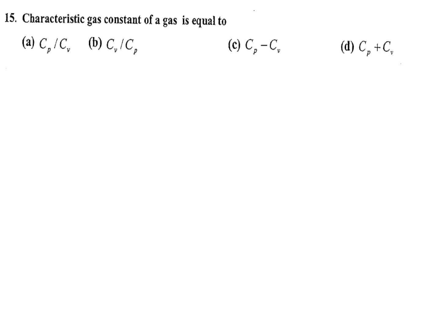Question is, the characteristic gas constant of a gas is equal to: A, Cp by Cv; B, Cv by Cp; C, Cp minus Cv; D, Cp plus Cv. We know Cp by Cv is the ratio of specific heats, it's gamma, and Cp minus Cv equal to R. R is the characteristic constant.